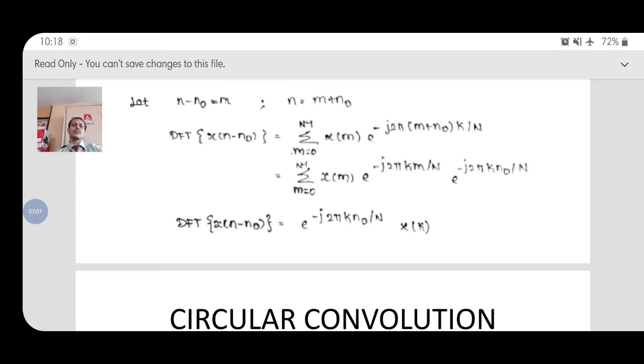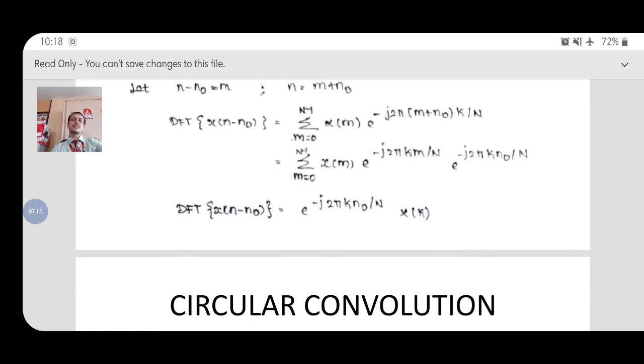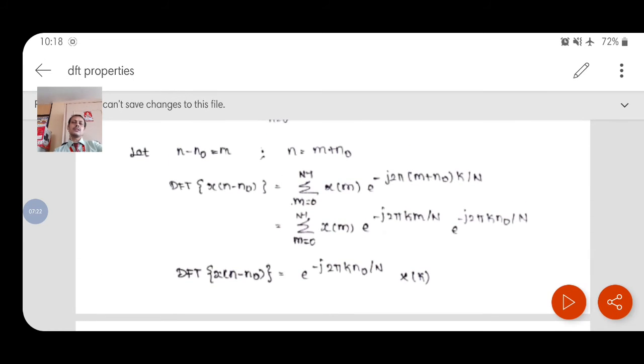We can write it as first, and then the remaining thing is summation m is equal to 0 to N minus 1 x of m e power minus j2 pi km by capital N. This is the formula for x of k. So the delayed signal x of n minus n naught, the DFT of this signal will become e power minus j2 pi k n naught by capital N into x of k.